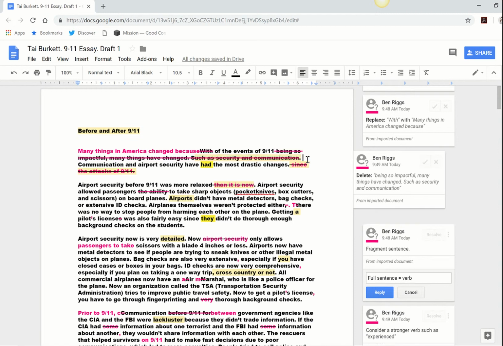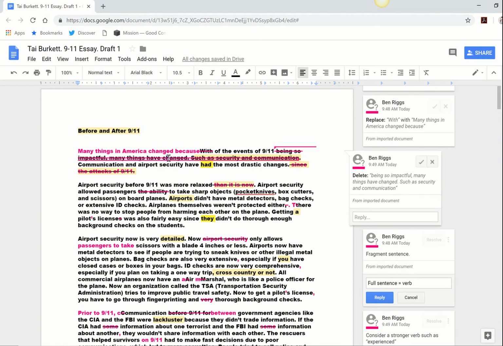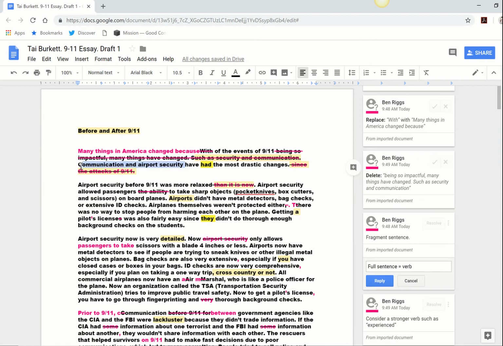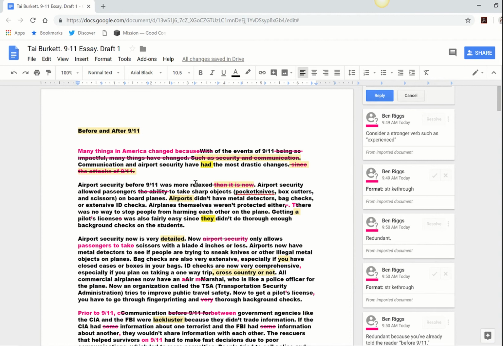But because you had it at the very end here as this kind of second thought following this one, I felt like it was not hitting the reader as quickly as it should. So I just moved it to the very beginning of the next sentence for you and said communication and airport security have had the most drastic changes, right? Boom. Clear thesis. It's out in broad daylight. Everyone can see it and not be confused, right?